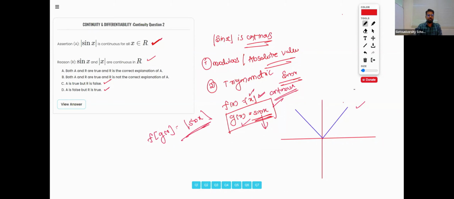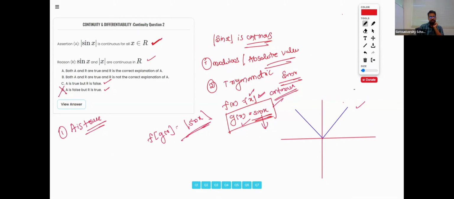That means the assertion is true. If the assertion is true, tell me which option I can eliminate directly. Option D can be eliminated because D is the only option which says the assertion is false. So now we are left with three more options.